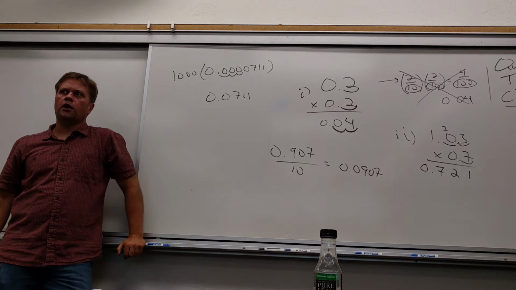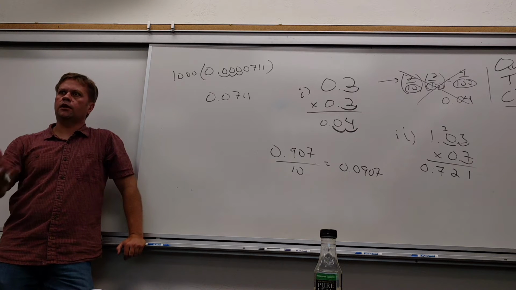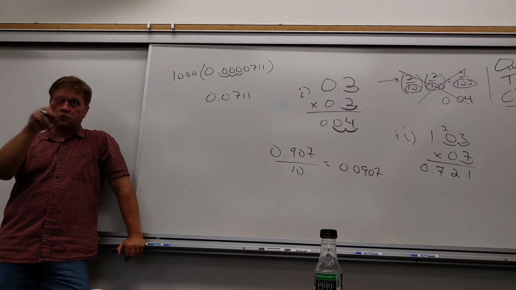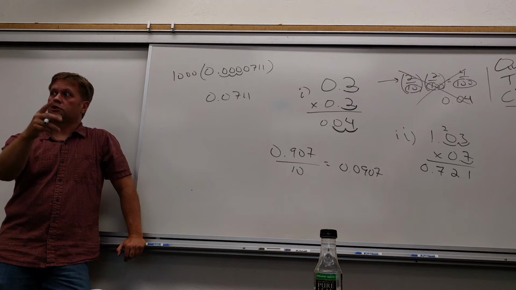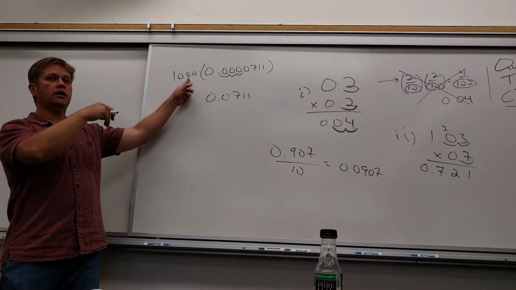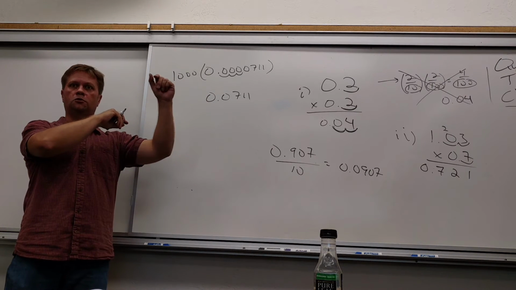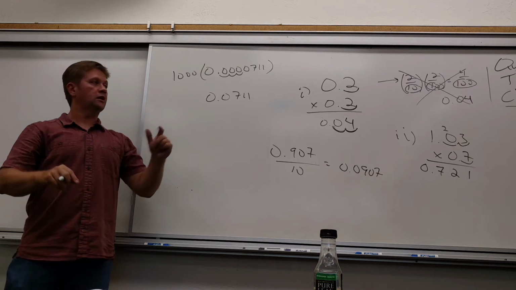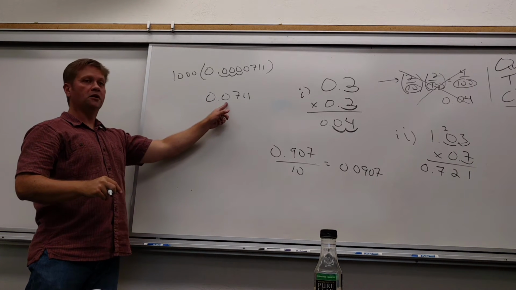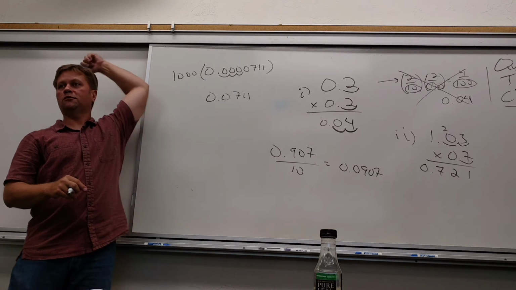So when you multiply or divide by powers of 10, 100, 1,000, the decimal will move the same as the number of zeros there are. Which direction? If you multiply, it'll move to the right. If you divide, it'll move to the left. I'm really bad with directions. I always think multiply makes it bigger, so that's going to move that way. Divide makes it smaller, it's going to move that way.